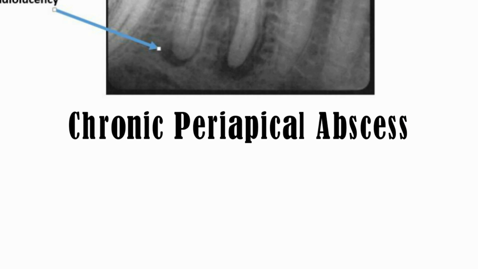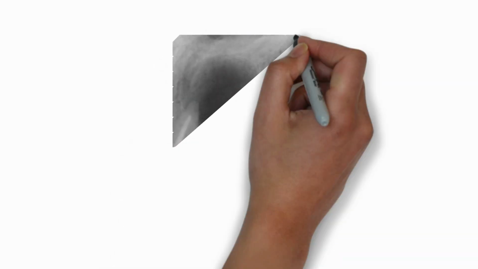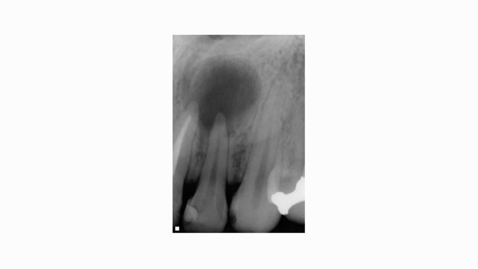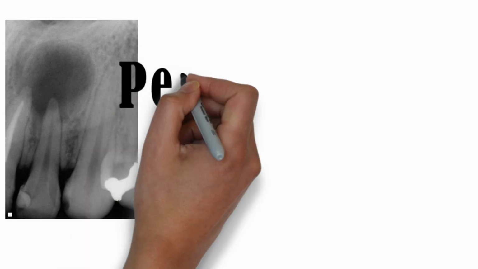Now this is the next radiograph. If you see the periapical area, the radiolucency is quite big. That is also surrounded by a radio-opaque line. Now this is a classic sign of a cyst, generally called a radicular or periapical cyst.